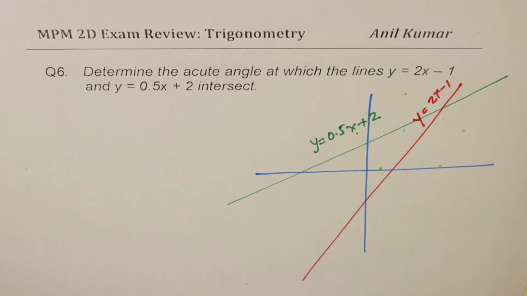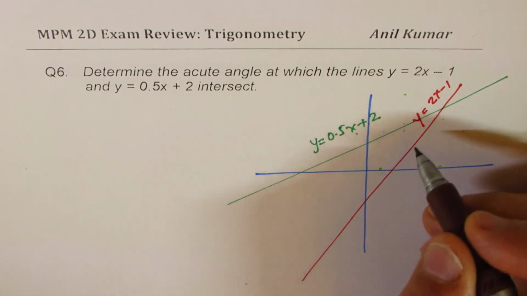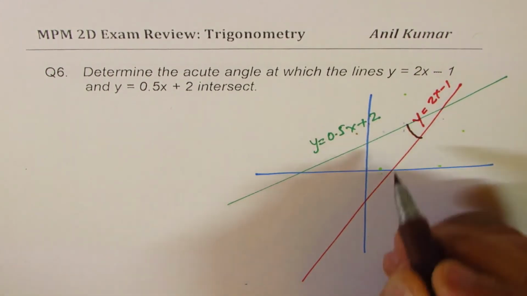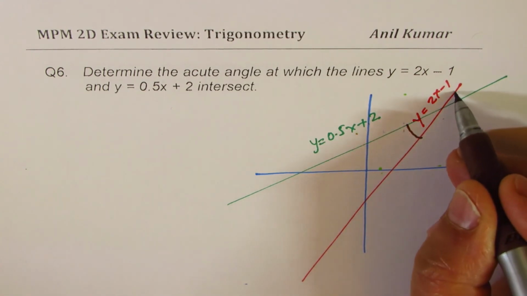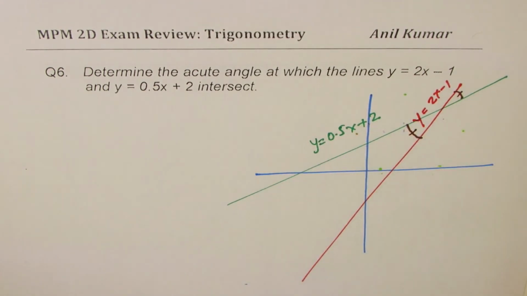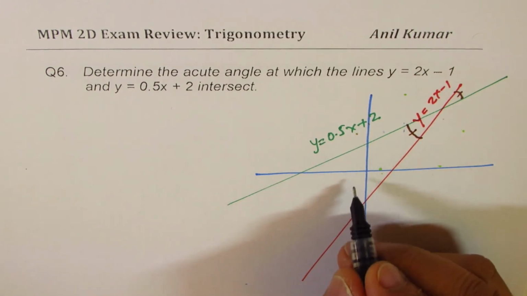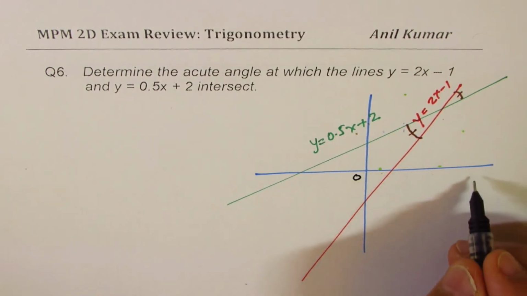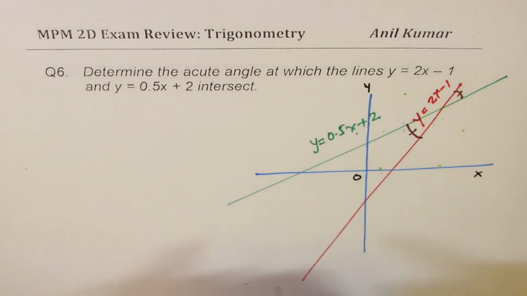What are we interested in calculating? We need to find the angle, acute angle at which these lines intersect. So we want to find this angle, right? Or this angle, both are same. That's the question. Now I think it is easy. You can pause the video, answer this question, and then look into my suggestions.